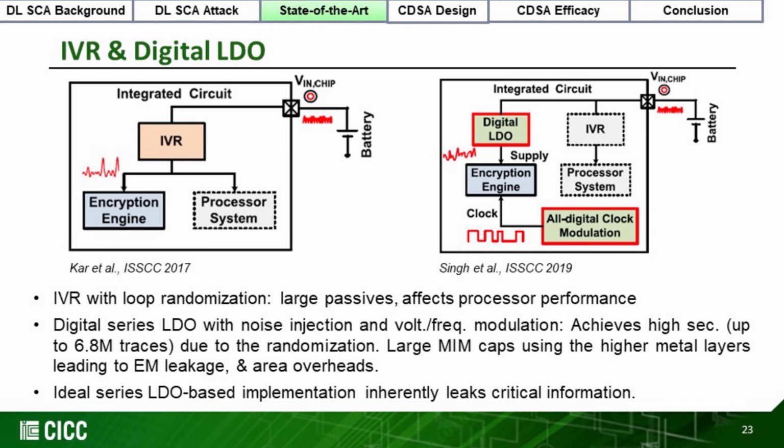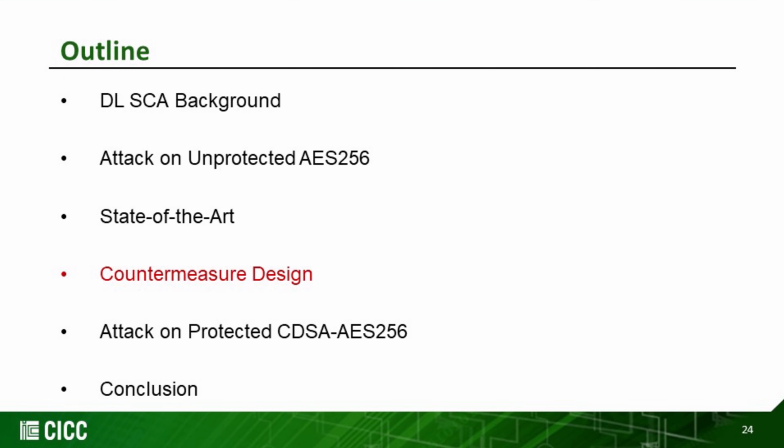Recently, integrated voltage regulators involving buck converters and series LDOs have been proposed. However, they suffer from large passives leading to area overheads. Also, an ideal series LDO based implementation inherently leaks critical information. Let us now move on to the design of the countermeasure.